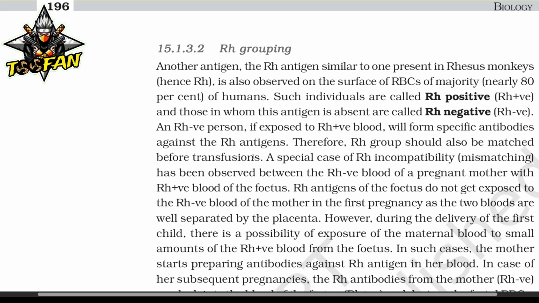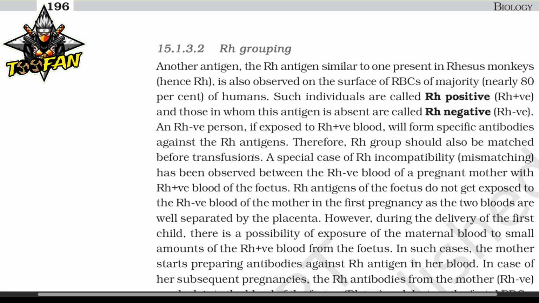Rh grouping. Another antigen, similar to one present in the rhesus monkey, hence Rh, is also observed on the surface of RBC of a majority, nearly 80% of humans. Such individuals are called Rh positive, and those in whom this antigen is absent are Rh negative. An Rh negative person, if exposed to Rh positive blood, will form specific antibodies against Rh antigen. Therefore, Rh group should also be matched before transfusion.